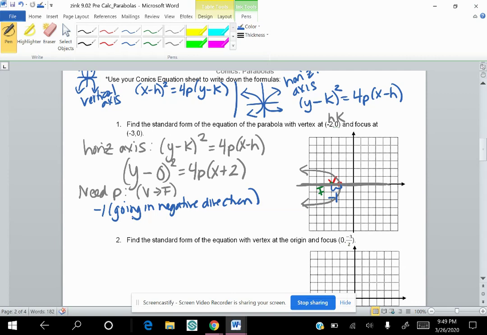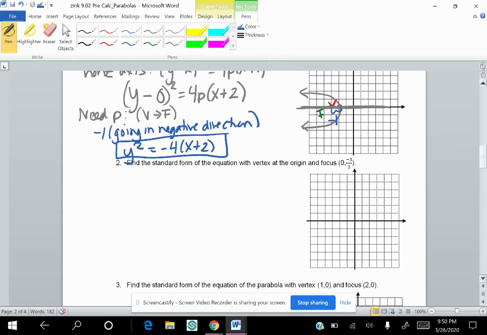So now I have everything I need. So I'm going to do y minus 0. Well, that's just y. So y squared equals 4 times -1, which is -4 times x plus 2. So all we need is our h, our k, and a p-value.